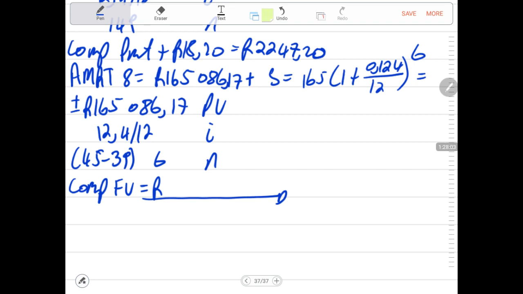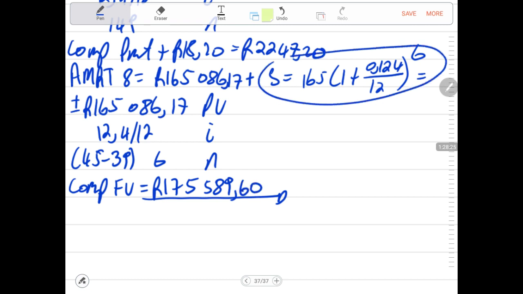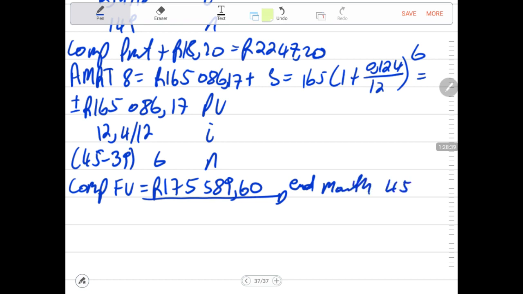12.4 divided by 12 is my interest. 6 is my N, and I compute the future value. I get 175,589.60. So either way, if you use this approach of the future value, you'll still be getting to the same answer. So this is the future value at the end of month 45. This is the future value that we have.